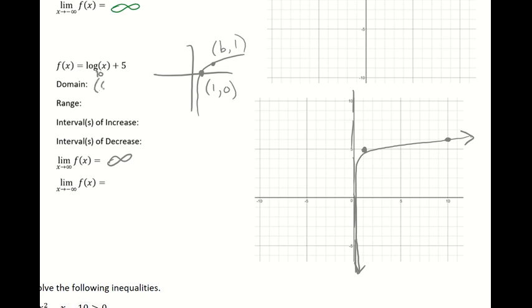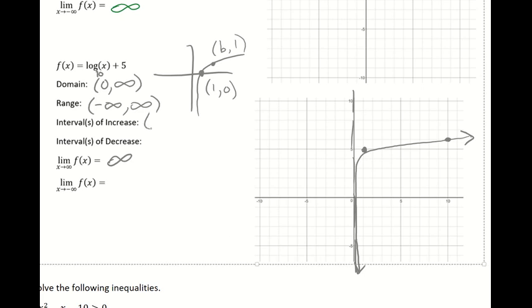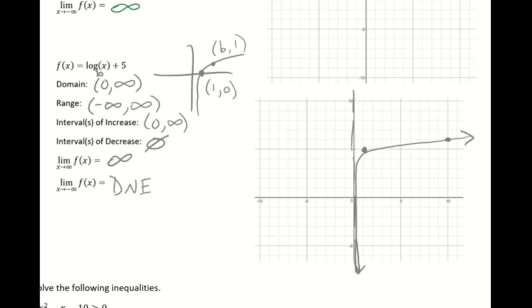Domain, we skip 0, but it's all of our values greater than that. Our range is all real numbers, so we'll go from negative infinity to infinity. Just like with exponential functions, our logarithmic functions are either increasing or decreasing on its entire domain. So this is increasing from 0 to infinity, and it is not decreasing. Just like our last problem, limit as x approaches negative infinity of f of x does not exist because the function isn't doing anything as x approaches negative infinity.